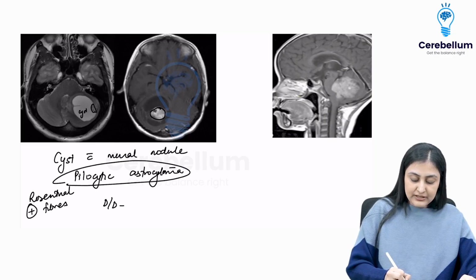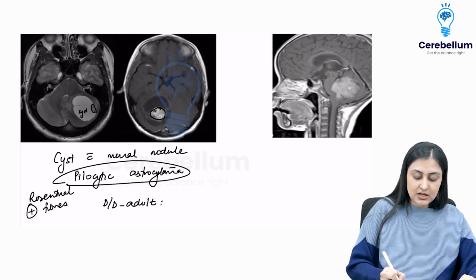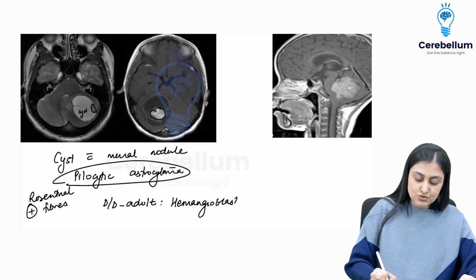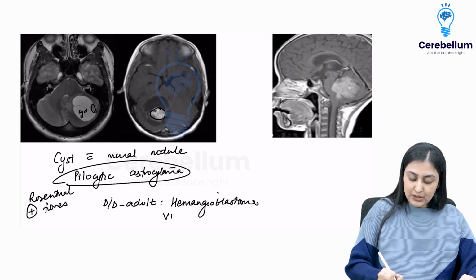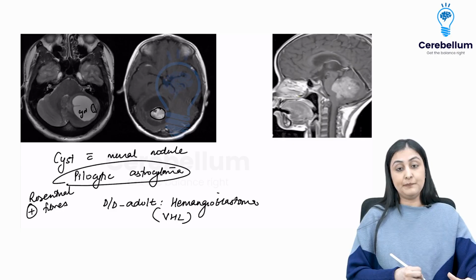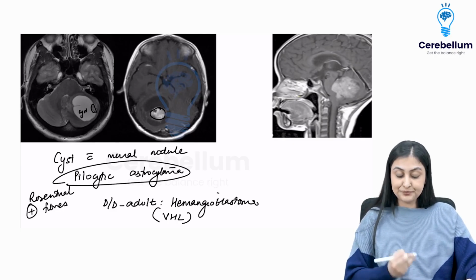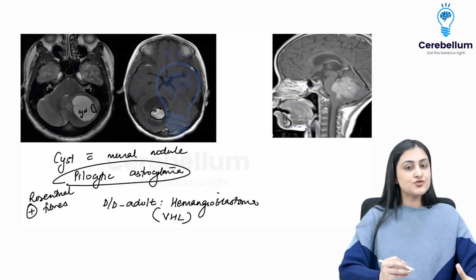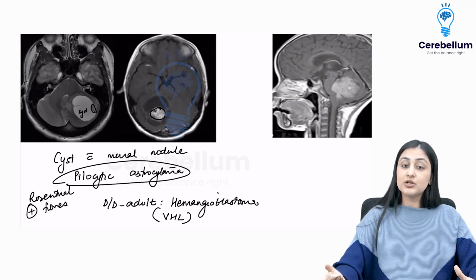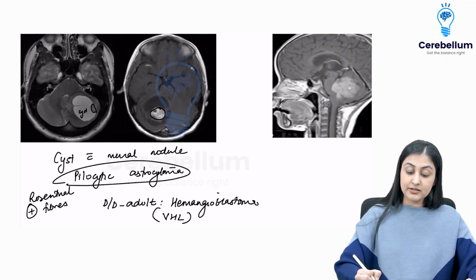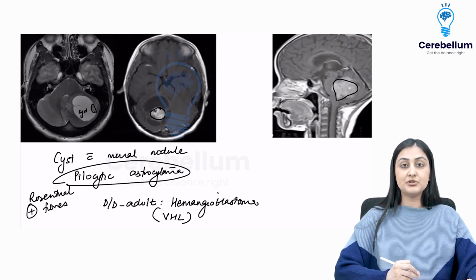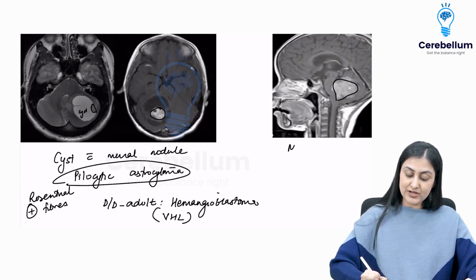One differential, if such an appearance is seen in an adult, we take into consideration a hemangioblastoma, and you want to rule out VHL, von Hippel-Lindau syndrome. Okay, so pilocytic astrocytoma is a grade 1 tumor, good prognosis. And the worst prognosis in the pediatric population, a very hypercellular tumor in the fourth ventricle.